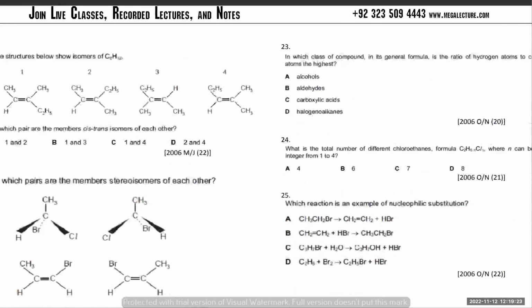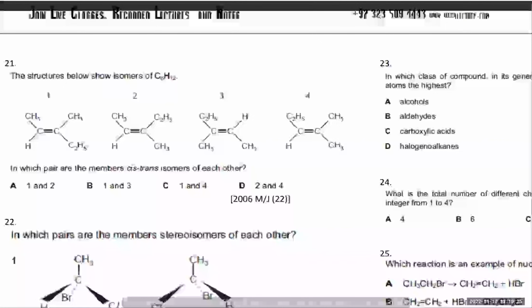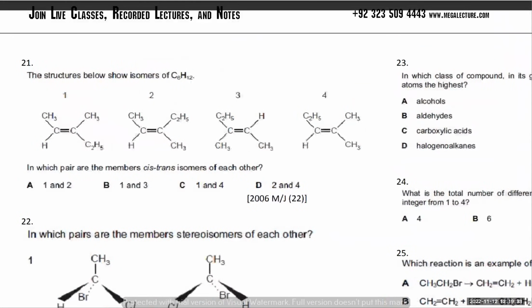Okay, same one. In which pair are the members cis and trans isomers of each other? Remember, the connections will be exactly the same. But for cis or trans, it's the direction of the bonds. 1 and 2, look at this carefully. 1 and 2, are they cis-trans isomers of each other? Yes sir.